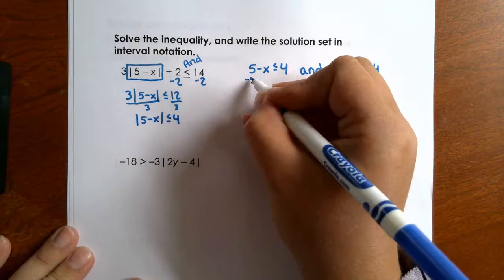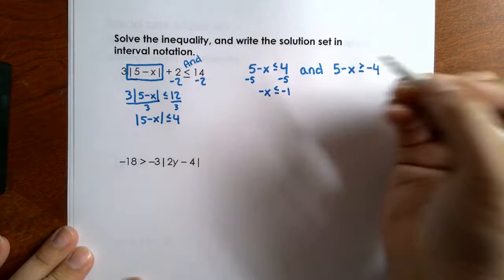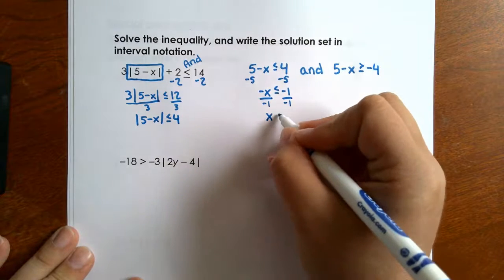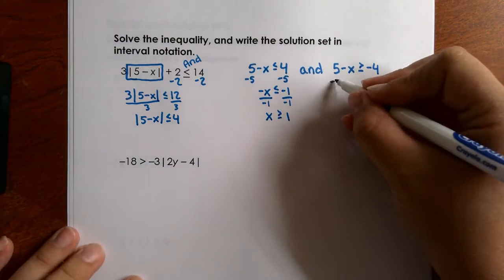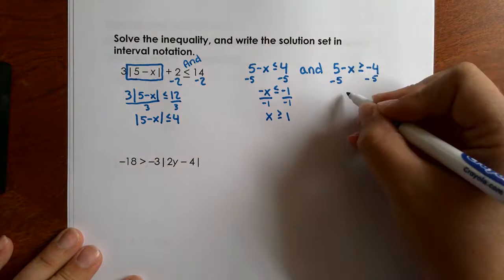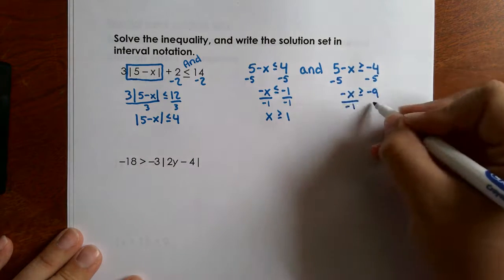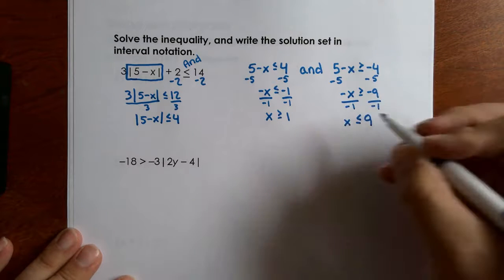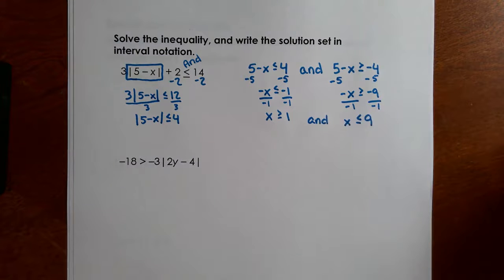First step, subtract 5 from both sides. Negative x is less than or equal to negative 1. Divide both sides by negative 1. I get x, flip that inequality, greater than or equal to 1. Same thing on the other one. Subtract 5 off both sides. I get negative x is greater than or equal to negative 9. Divide by negative 1. Make sure I flip my inequality. And there we have it. So I have x is greater than or equal to 1 and x is less than or equal to 9.